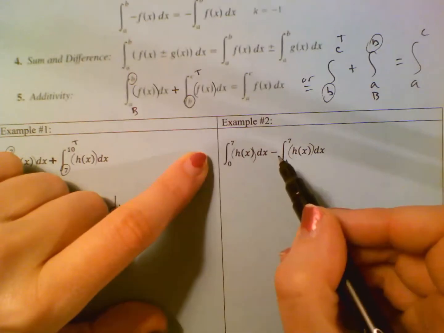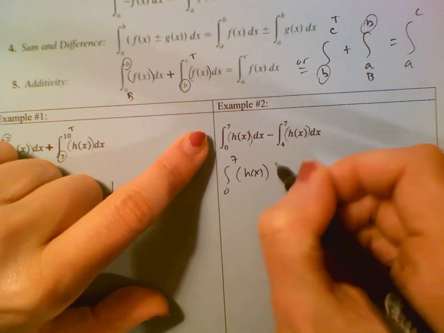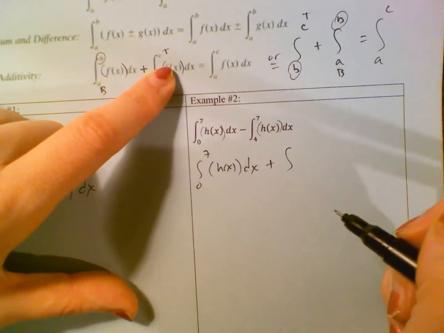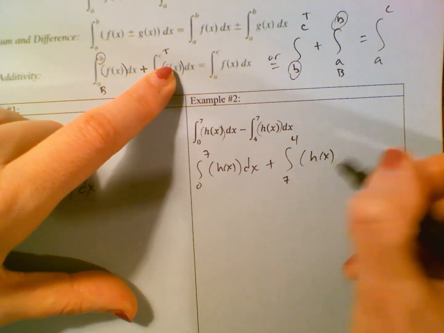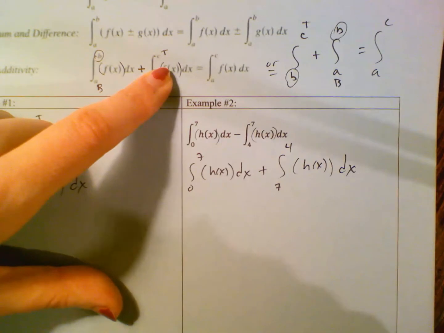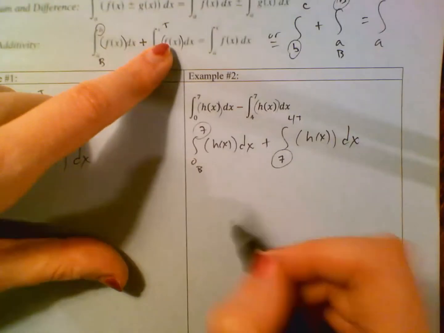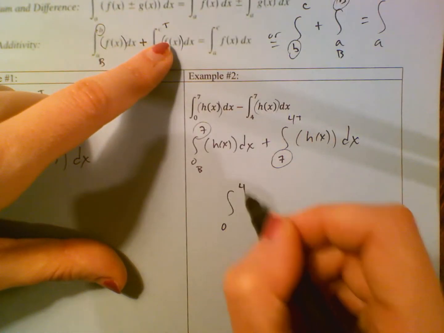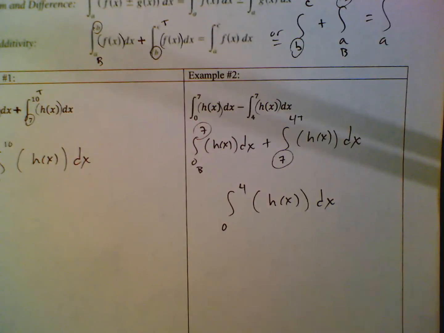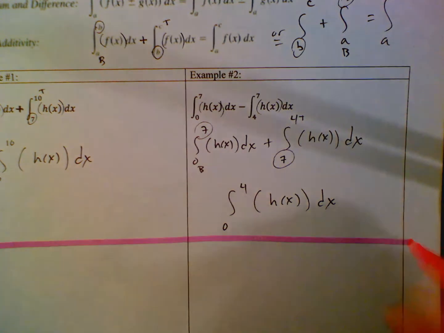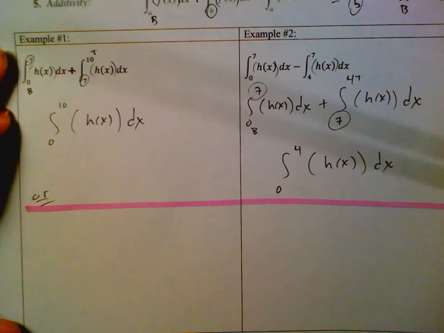So we could just change that sign. So this would be from 0 to 7 of h of x dx plus from 7 to 4. Now you've got this top matching that bottom, so this will be the new bottom, that'll be the new top, and then it'll be from 0 to 4. Now let me draw a line, because there's another way of thinking of this, and it's kind of nice.